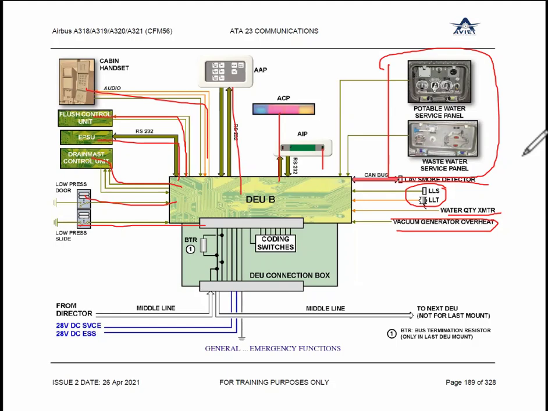I think the wastewater service panel also disables the flush system control unit, FCU. Yeah, that interlock is there. You must have studied that in chapter 38, if I'm not wrong. If the wastewater service panel is open, you cannot operate the flush control unit. The flush control unit will not operate.